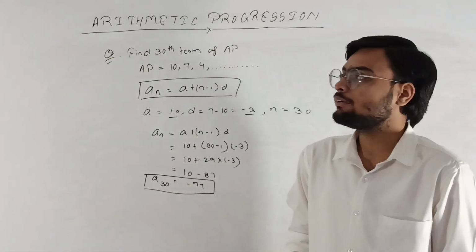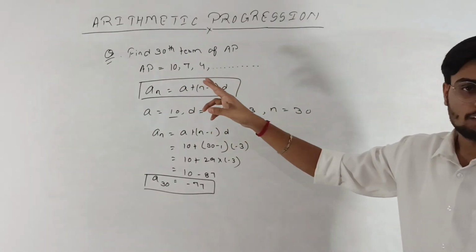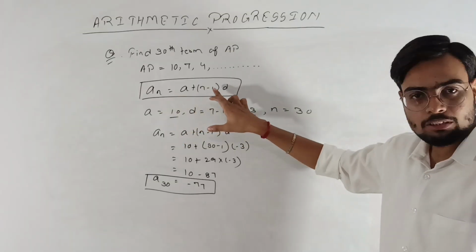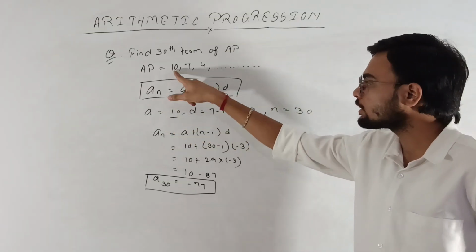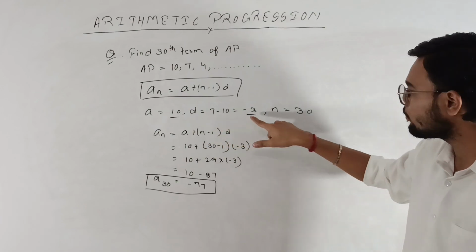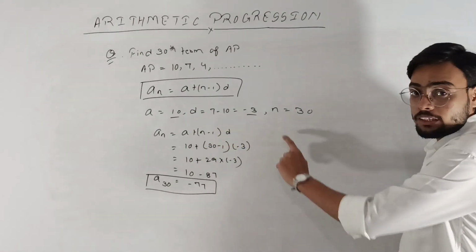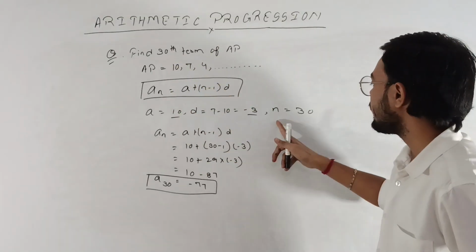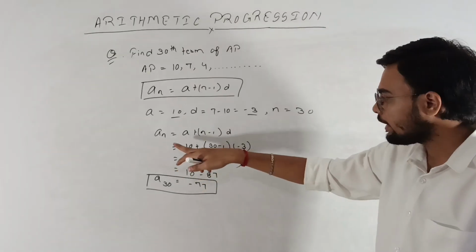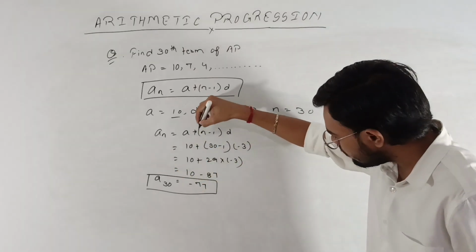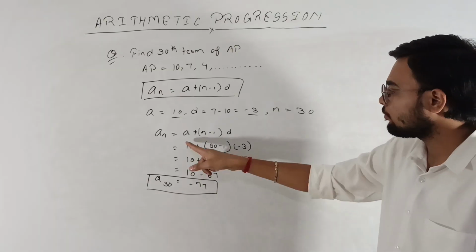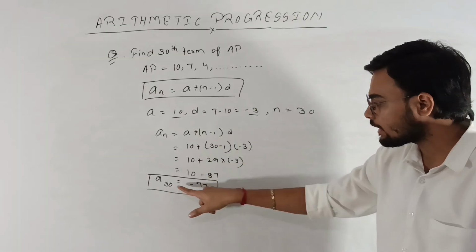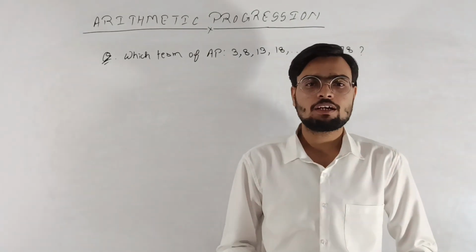Understood? Let's see one more time. We have an AP that is 10, 7 and 4, and we have to find the 30th term of this AP. The formula is an = a + (n minus 1) into d. a is the first term, so a is 10. d is the common difference, that is 7 minus 10, which is minus 3. n is the term which we have to find, so n is 30. Now, a30 = a + (n minus 1) into d. Calculating this, I get a30 equal to minus 77. Got it? Now let's move towards the next question.